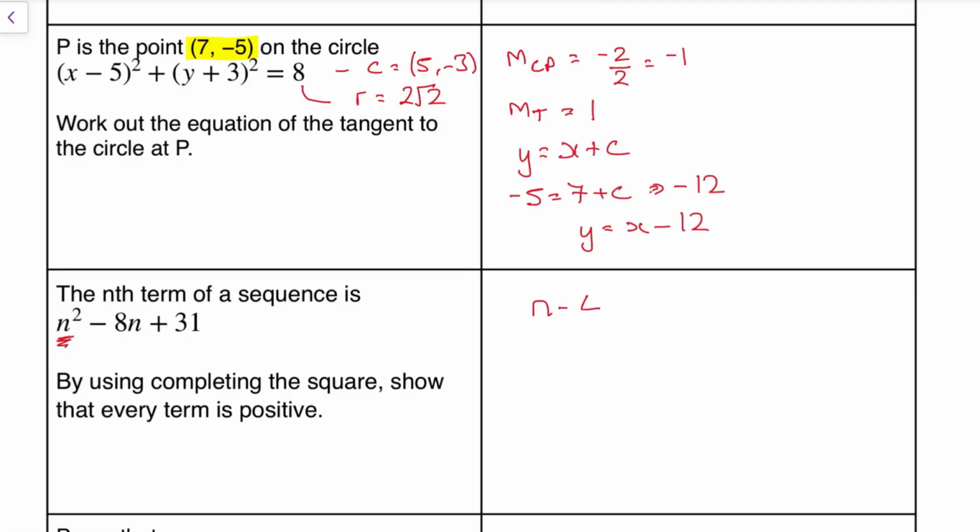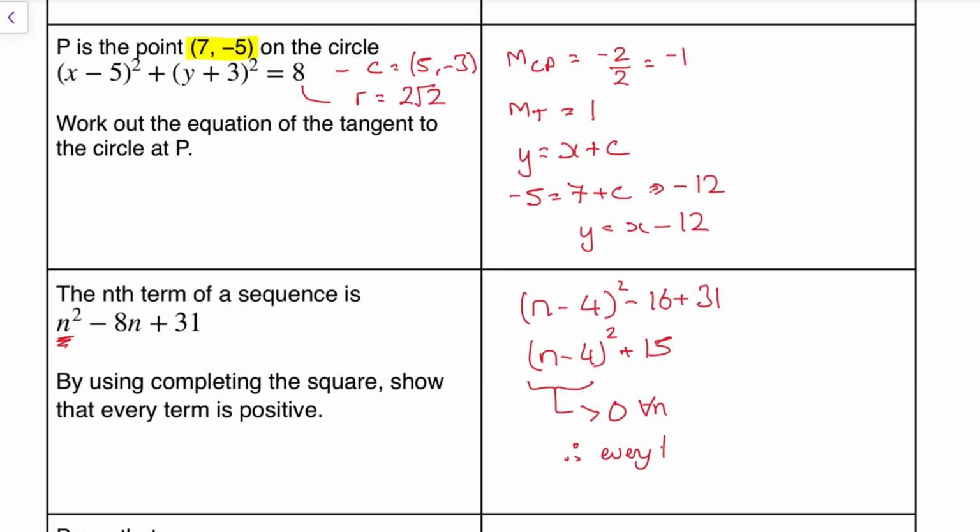So that's going to give me n minus 4 squared minus 16 plus 31, which I can simplify down to n minus 4 squared, well, minus 16 plus 31 is plus 15. And then I just want to make a clear argument. You don't have to explain it at length, but just that is greater than 0. Upside down A means for all, so for all values of n. And therefore, just put the conclusion. So therefore, show that every term is positive. So I'm just going to say, therefore, every term is positive.